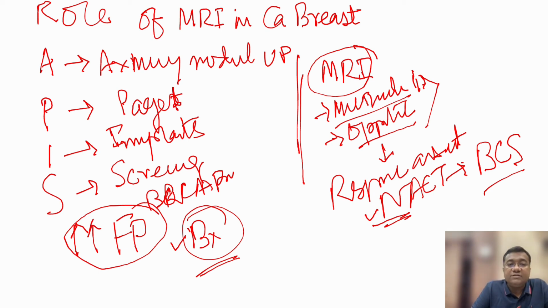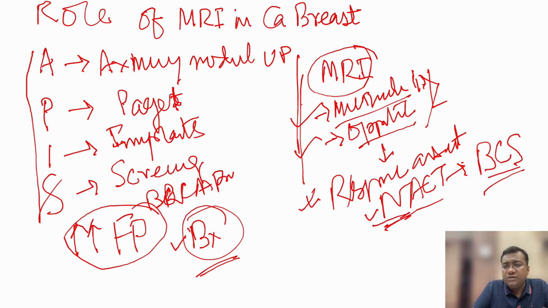Okay, now having said that, you need to remember this APIS as well as to detect multicentricity as well as to detect opposite breast lesions for high risk individuals, that means patients with denser breast, and where you are planning for neoadjuvant chemotherapy followed by BCS. These are the indications of MRI breast.